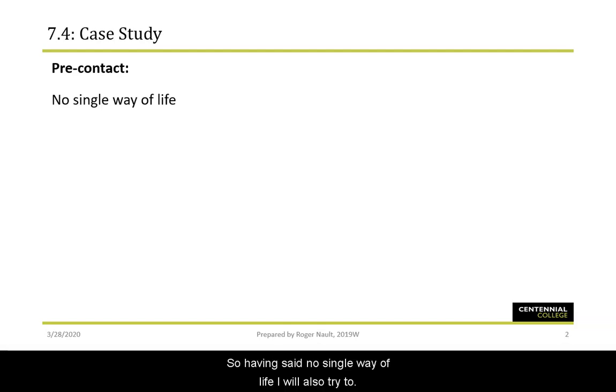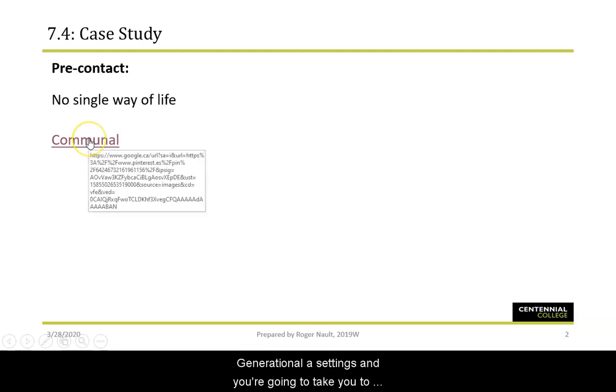So, having said there's no single way of life, I will also try to capture a set of ideas so that we can have a sense of what might have been prior to European contact. We would describe the Indigenous people's way of living as very communal and multi-generational. Where we might have the nuclear family, mom, dad, two kids, the stereotype, they lived in multi-generational settings. And here I'm going to take you to something that we call the longhouse.